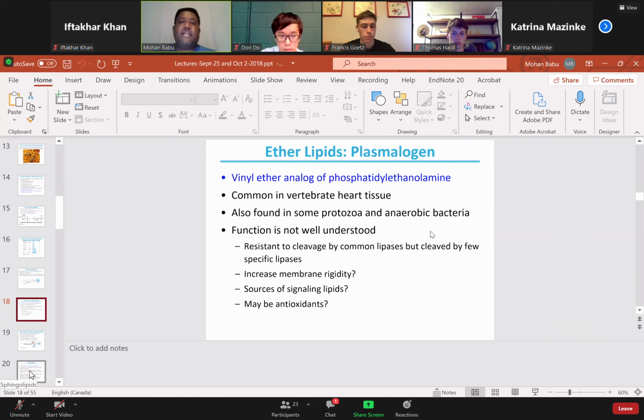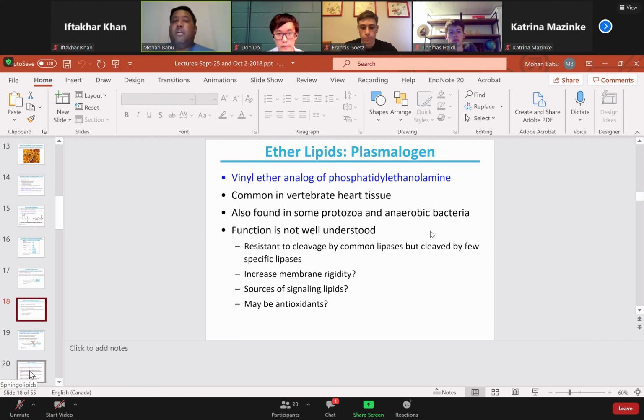Now, in terms of the ether lipids, these are otherwise called plasmalogens. These are analogs of phosphatidylethanolamine. They are usually common in vertebrate heart tissues. Mostly it's prevalent, I would say, in the heart tissues, and they are found in some protozoa and anaerobic bacteria. The function of these particular ether lipids is not very well understood.